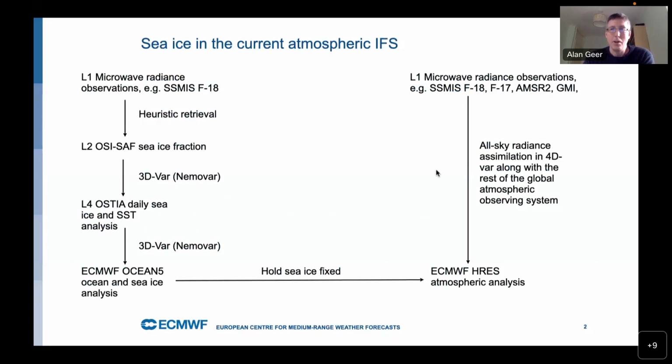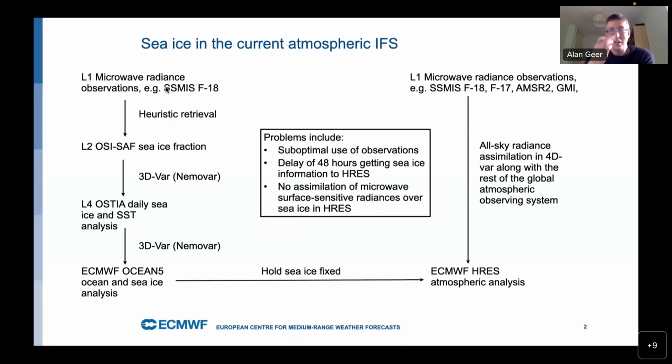And this is not yet done over sea ice areas. And the reason is that the sea ice field is very important to the microwave radiances, and that's held fixed, and it comes on a long chain from the ECMWF Ocean 5 analyses, which themselves ingest the OSI SAF level 4 daily sea ice analysis, which itself is based using data assimilation on a level 2 sea ice fraction retrieval, which itself is just a heuristic retrieval from the microwave radiances, the same microwave radiances that we're assimilating.